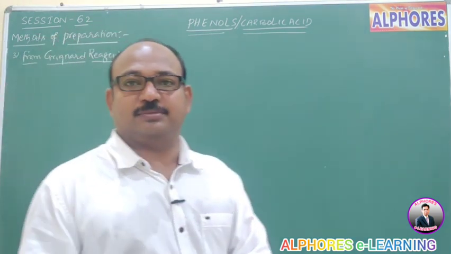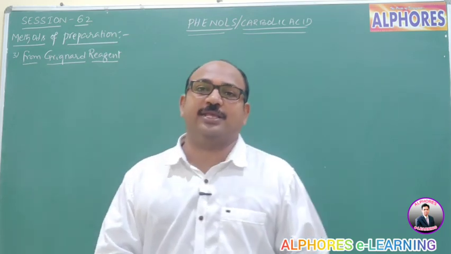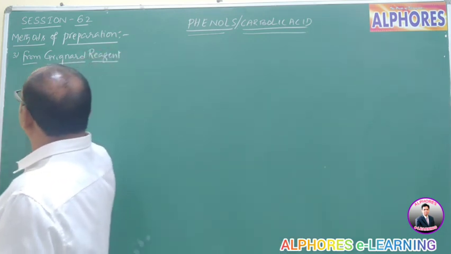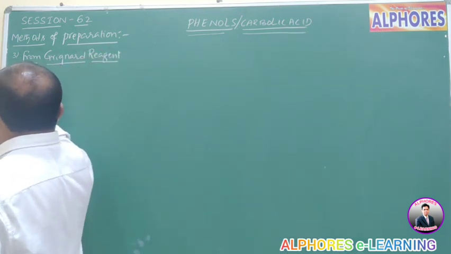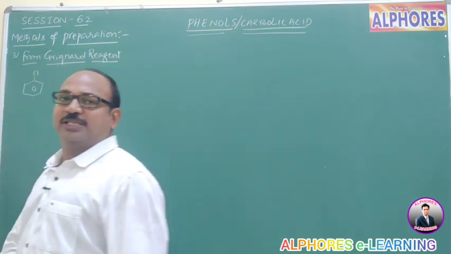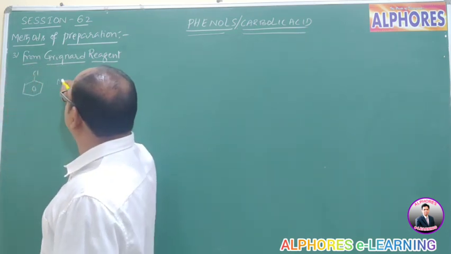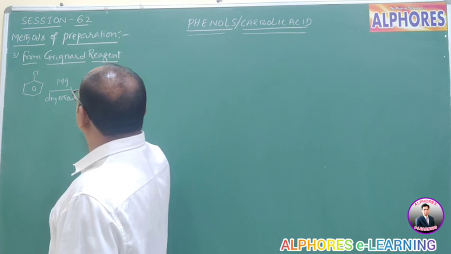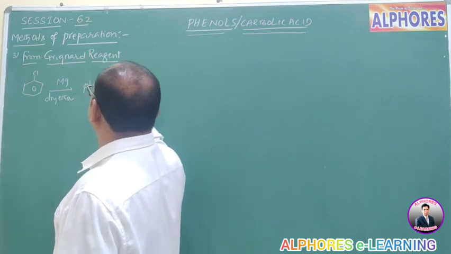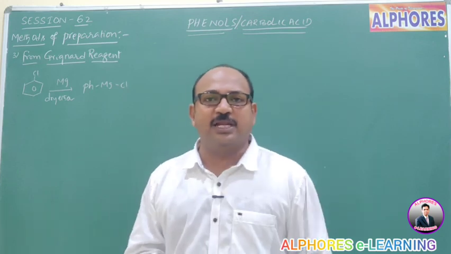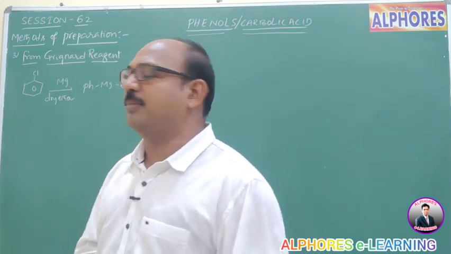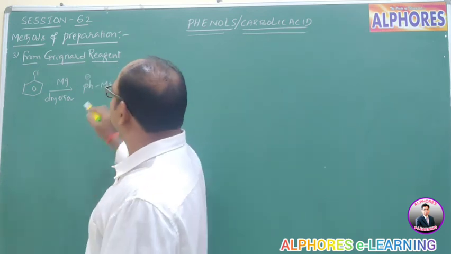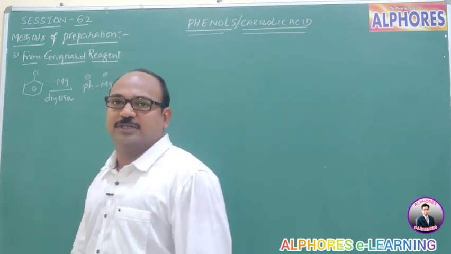The third method of preparation of phenol is from Grignard reagent. This Grignard reagent is much familiar to us. Let us see. Either chlorobenzene or bromobenzene upon reaction with magnesium metal in presence of dry ether, we are getting Grignard reagent. Phenyl magnesium halide means phenyl magnesium chloride or phenyl magnesium bromide. In this, we know that the alkyl or aryl group acquires negative charge, and magnesium metal is going to bear positive charge in general.